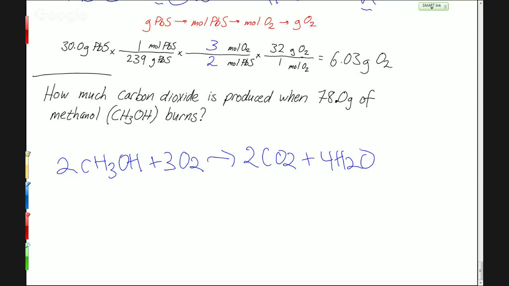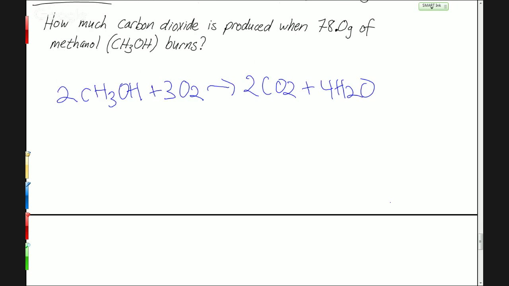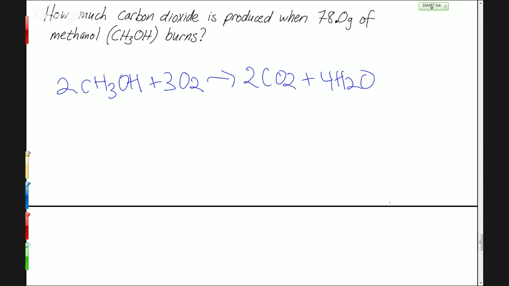All right. So now that we've got that, let's set up this problem if you haven't already. Now that we've got a balanced equation, the rest of it is the same as it was before.